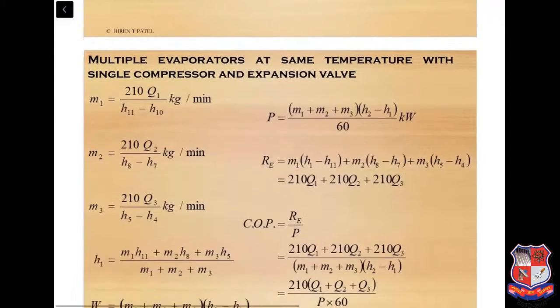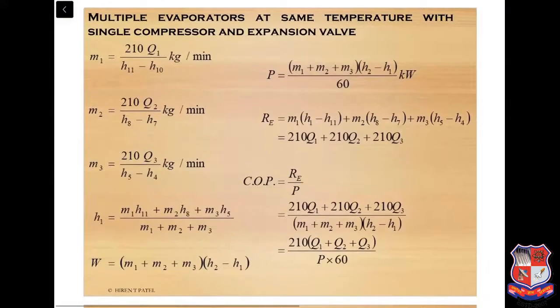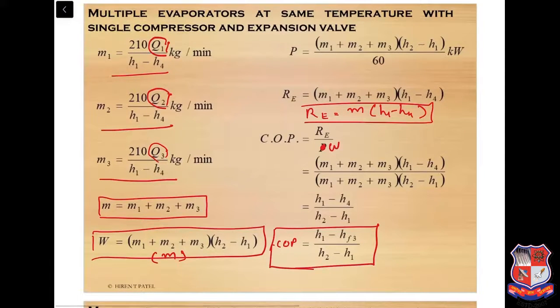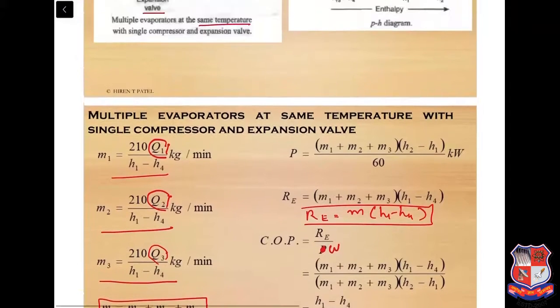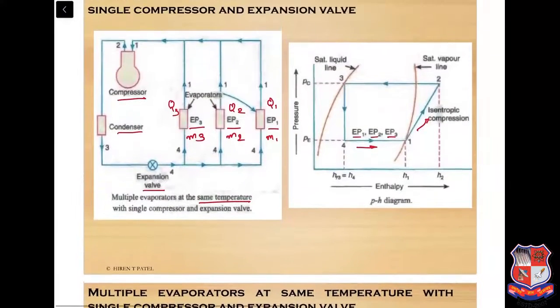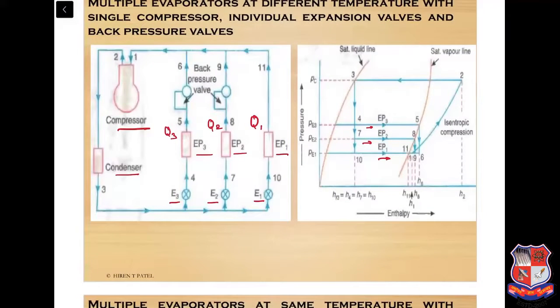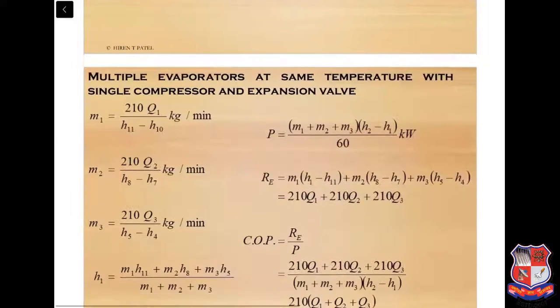So if we calculate the mass, we have seen that in the previous system the mass is calculated for a single evaporator, same temperature, so it is between 1 and 4 point. But in this case the temperatures are different. For evaporator 1 it is between 1 to 10, for evaporator 2 it is between 8 and 7, and for evaporator 3 it is between 5 and 4.